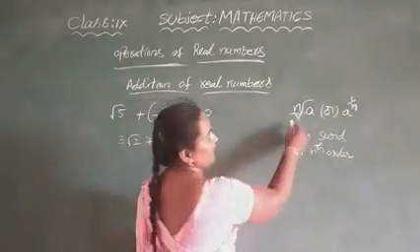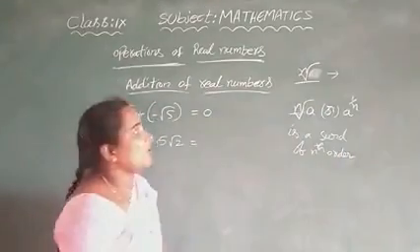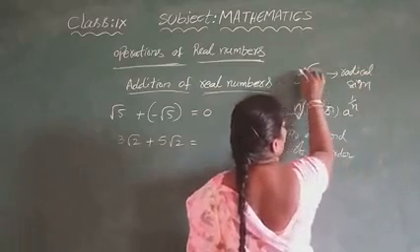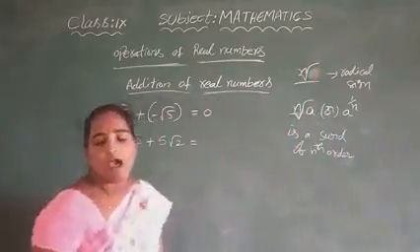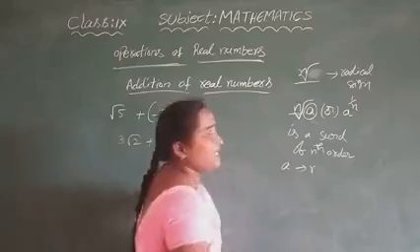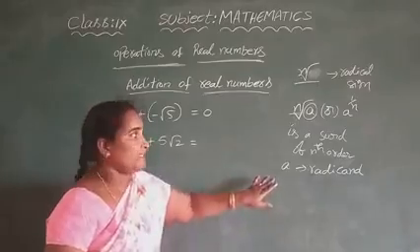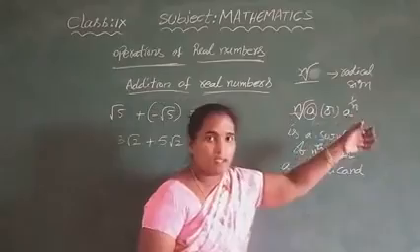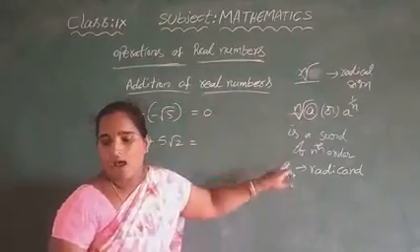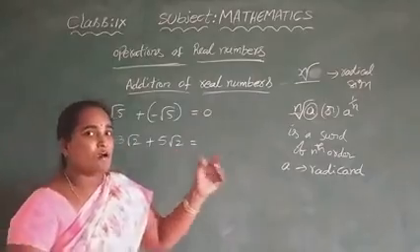Here the nth root symbol is called the radical sign, and A is called the radicand. The nth root of A, or A power 1 by n, is called a surd of nth order. Here the nth root is the radical sign, A is the radicand, and n is the degree of the radical. Okay? This is called surds.